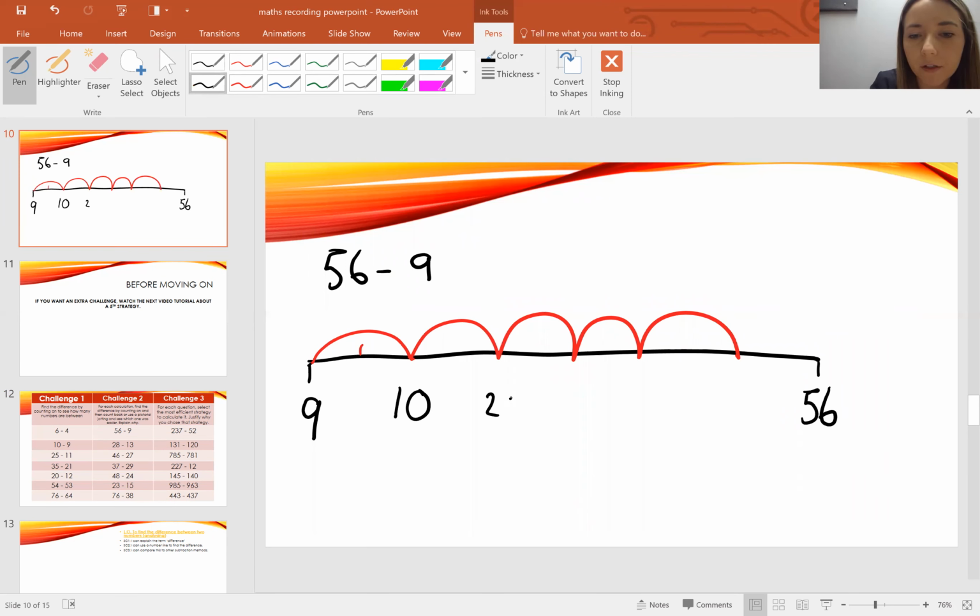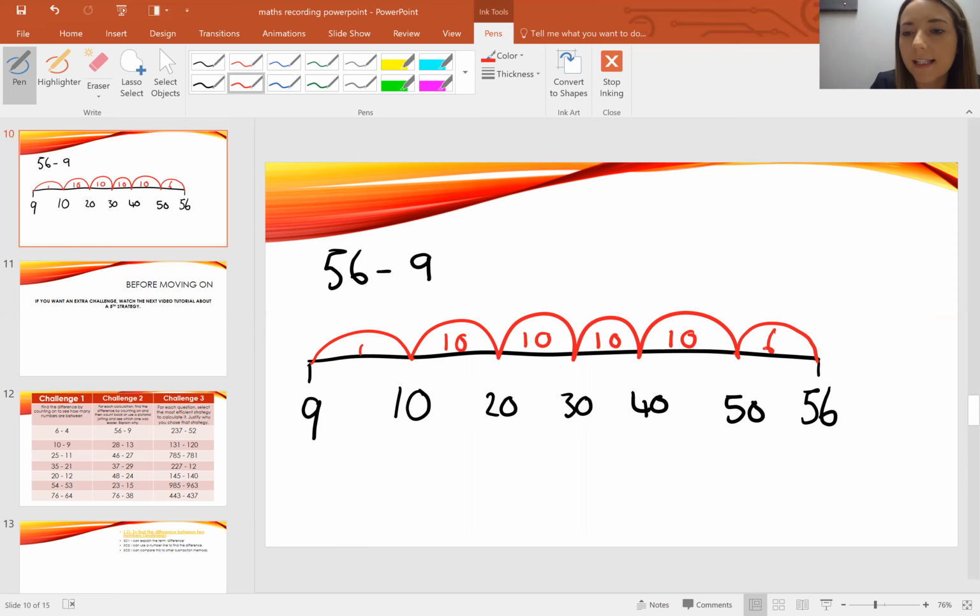Fill that in to make sure that I've not gone wrong somewhere. Okay, and then I'm going to fill in how many numbers are between 10 and 20. That's 10, 10, 10, 10. And then I need to jump from 50 to 56. How many numbers are between 50 and 56? 6. Now I need to add all these up to find the difference.